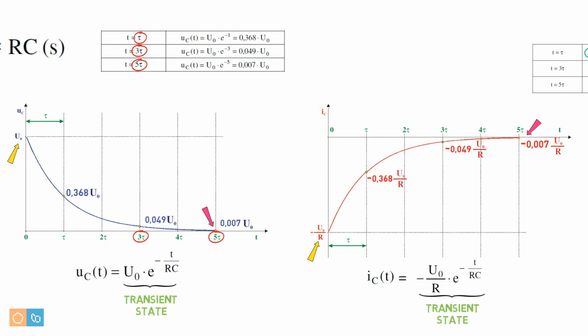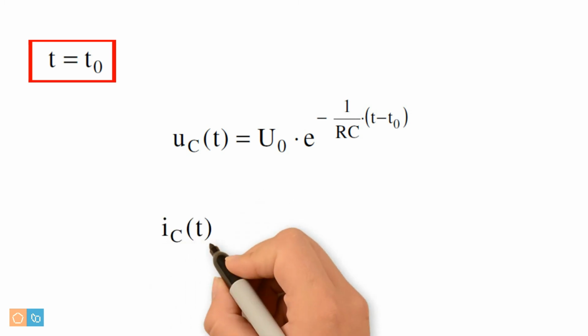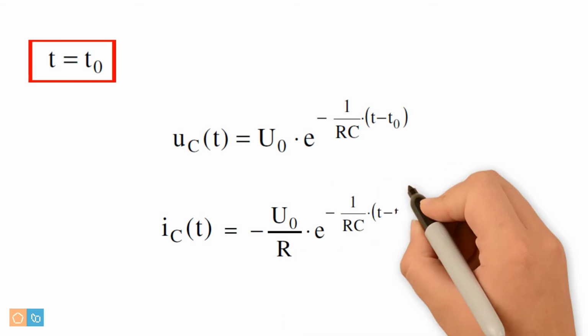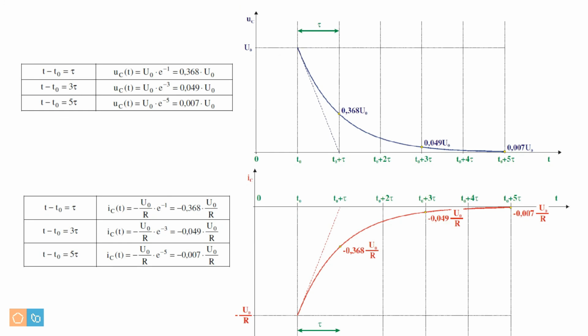But let's take a look at another situation. If the switch K is closed at an instant t equal to T0 instead of a time 0, we use the same line of thought, with only a few tweaks. The voltage on the capacitor will be defined by this expression, and the current through the capacitor by this one. Therefore, the graphs obtained will be the following, where it is shown that the capacitor begins to discharge only from the moment T0 instead of at time 0.